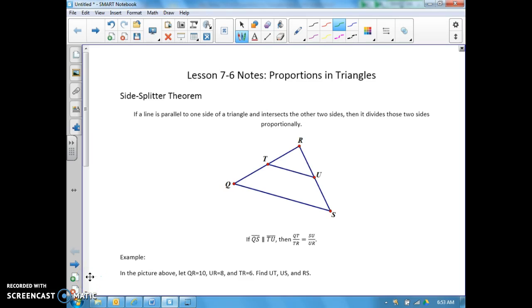We're now going to look at other proportions in triangles. Notice this is not just right triangles, it's any triangle. And our first proportion is the side splitter theorem.